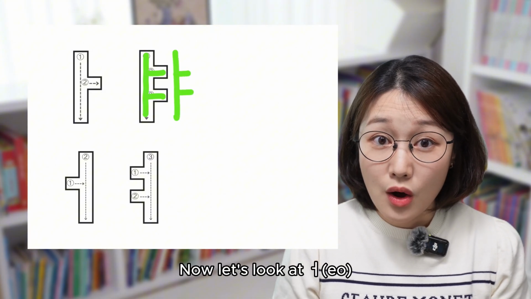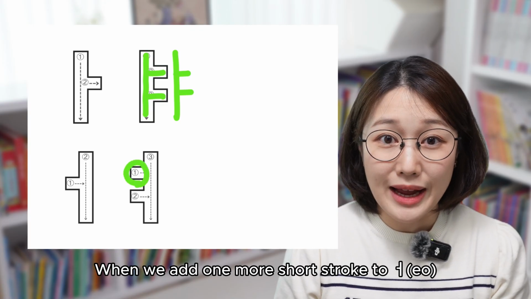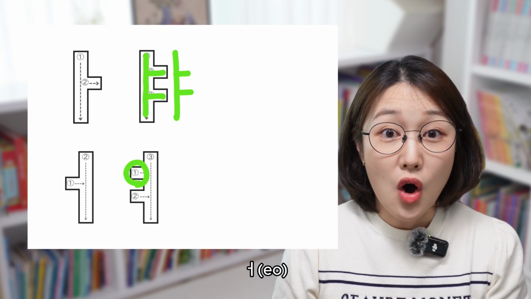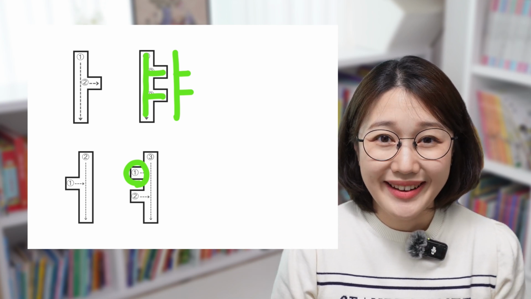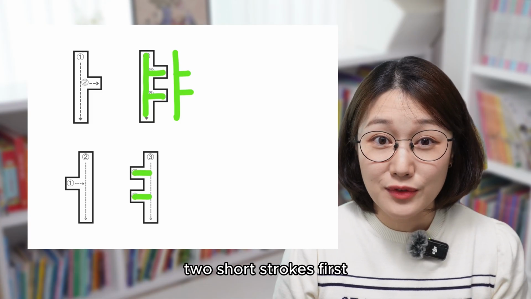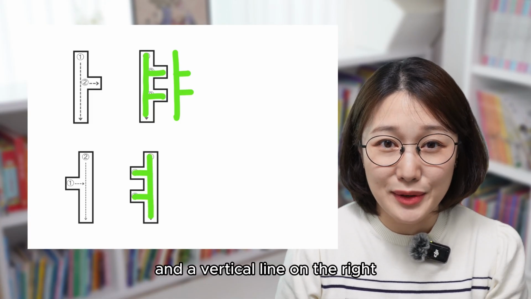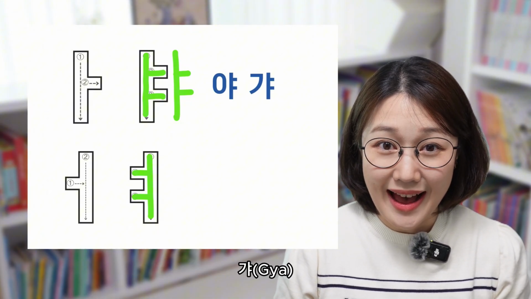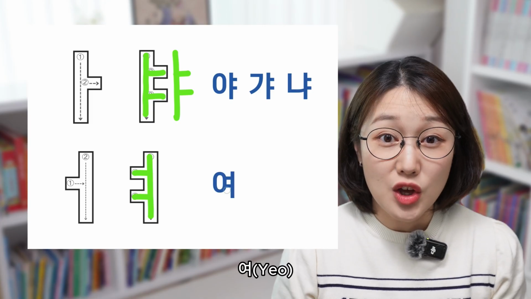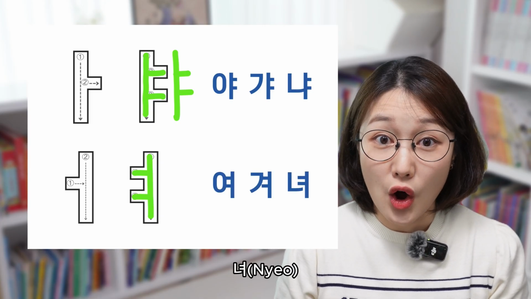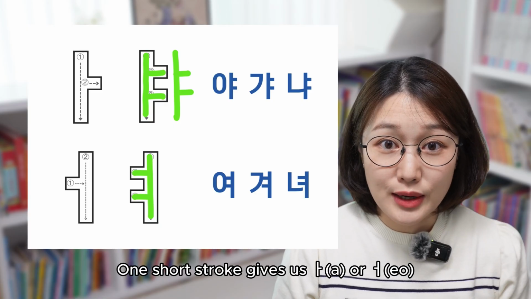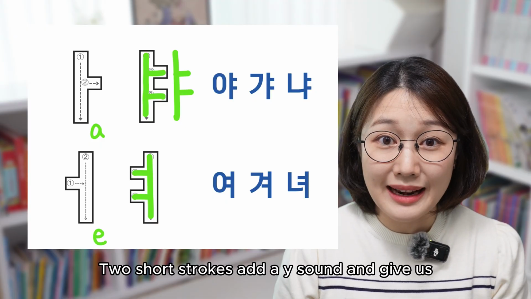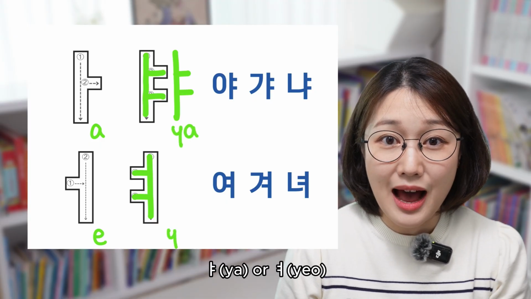Now let's look at o. When we add 1 more short stroke to o, it becomes yo. O, yo. O, yo. Write this way, 2 short strokes first and a vertical line on the right. Okay, let's combine them with consonants. 야, 캬, 냐, 여, 겨, 녀. 1 short stroke gives us a or o. 2 short strokes add a y sound and give us ya or yo.